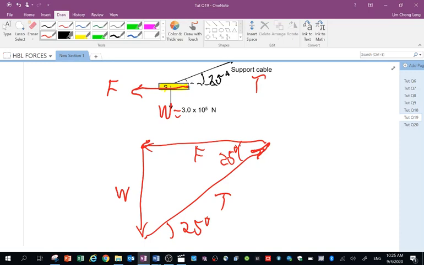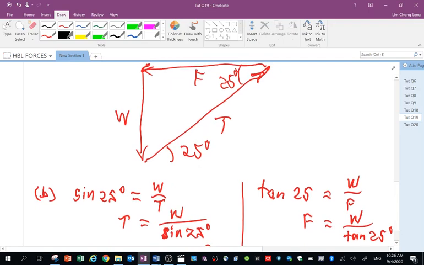Now we'll move on to part B of the question. You are asked to determine the tension in the cable and the horizontal force which B exerts on S. So you want to find the tension T and the force F, right? So you use trigonometry for part B. To find the tension, we use sine 25. Sine 25 is equal to the opposite divided by the hypotenuse, which is W divided by T.